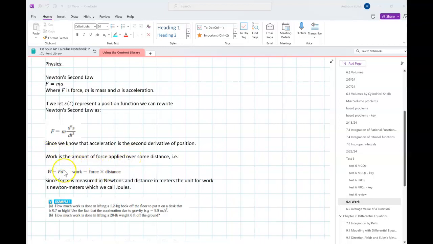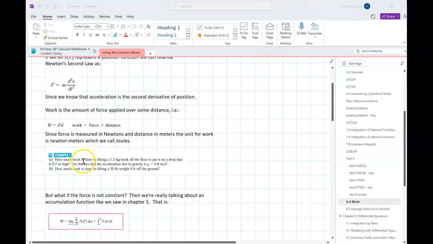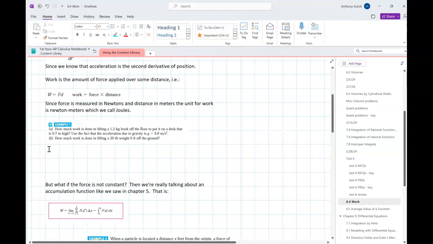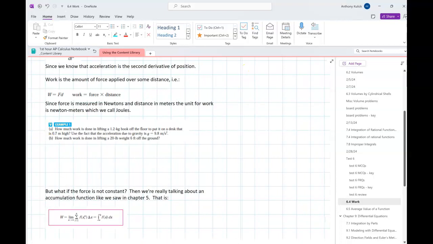And then work is related to force as it's force times distance. Typically, we measure force in newtons, and then work is in Newton meters, which is referred to as a joule. So just a little bit of light physics background. In general, this idea that work is force times distance and force is mass times acceleration is really what we want moving forward. So let's just dive into some story problems here.